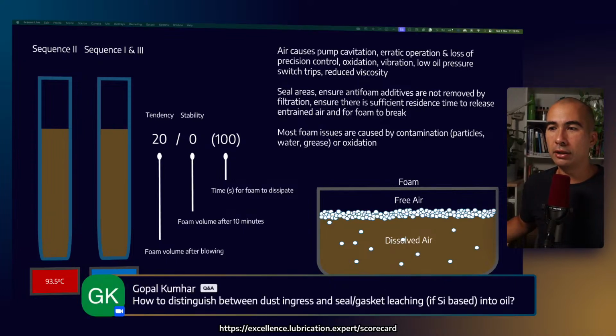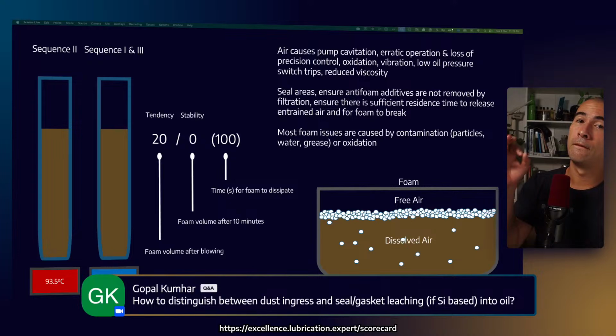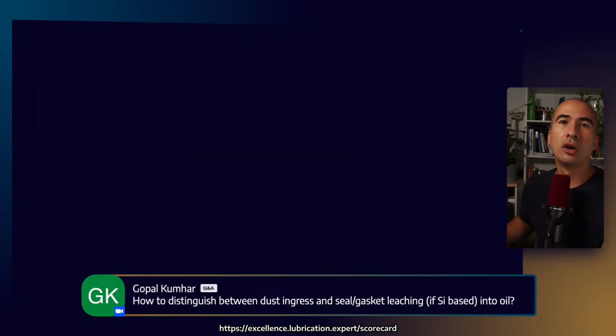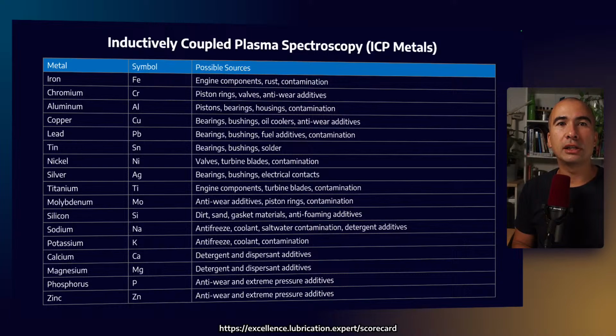Now, Gopal has just asked an important question: how to distinguish between dust ingress and the seal or the gasket leaching if it's silicon based into the oil? Fantastic question. So this goes back to our ICP, right, of wanting to know if I see silicon. Gasket materials can be made of silicon, sealants can be made of silicon. Unfortunately, silicon is also a major component in dust.